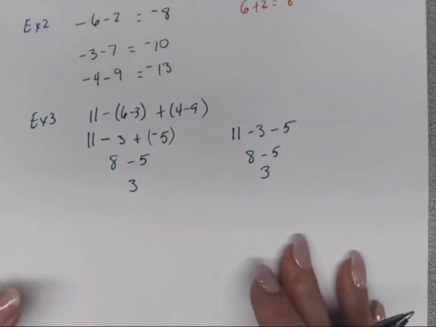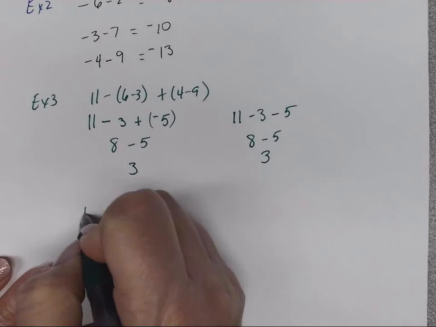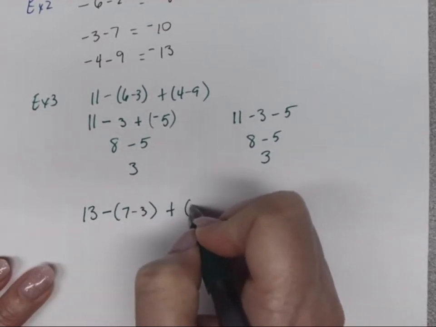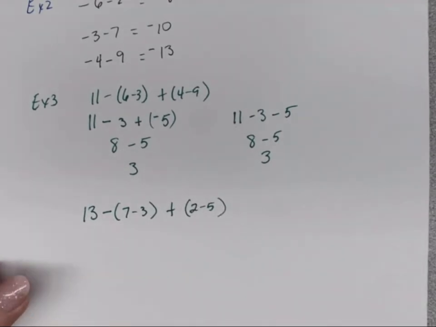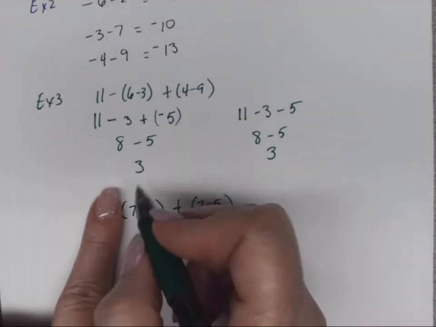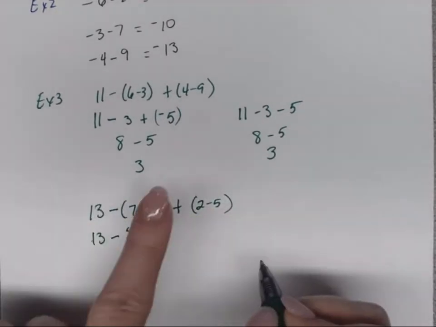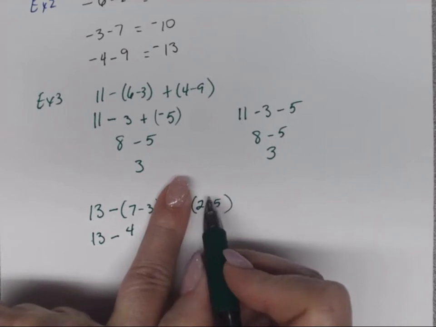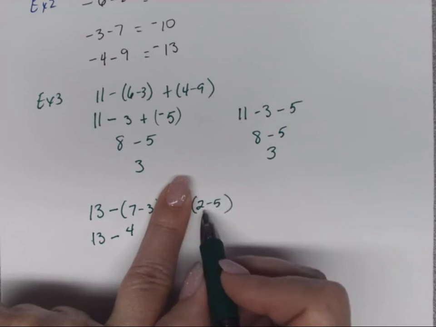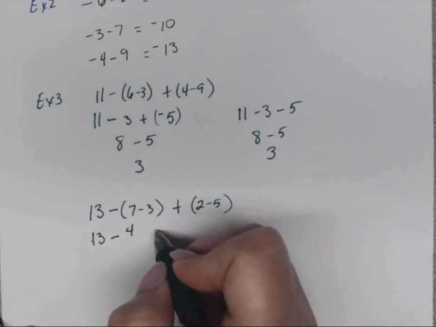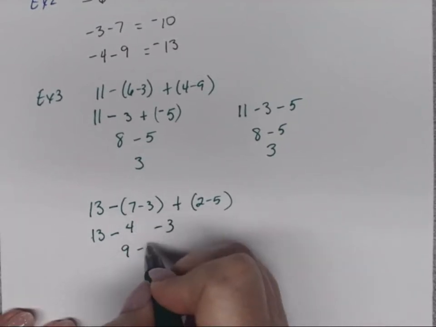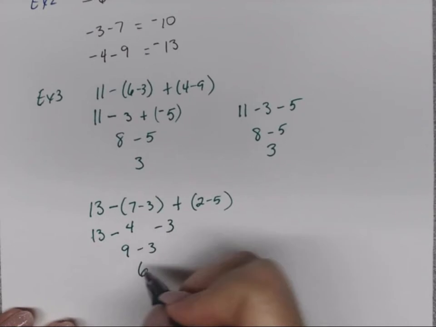All right, let's look at another one. So if we look at 13 minus 7 minus 3 plus 2 minus 5. So 13 minus 7 minus 3 is positive 4, so just write the 4. And then 2 minus 5, well, those are opposite signs. We're subtracting, keeping the sign of the bigger. So 5 minus 2 would be 3, but it will be negative 3. So I'm going to write that as a negative 3. 13 minus 4 is 9. Minus 3 will get us 6.